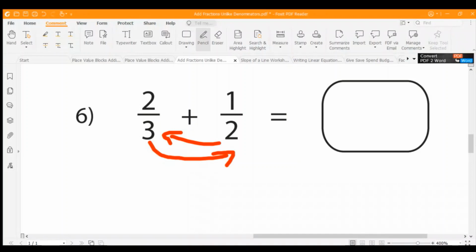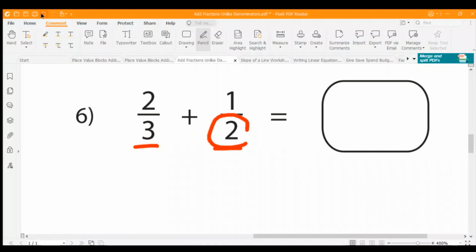Both fractions' denominators are going to have to change, because I can't multiply 3 times anything to get 2, and I can't multiply 2 times anything to get 3. So we're going to have to find what's called a least common multiple. Now what you might notice is both 2 and 3 can be multiplied by something and equal 6. You can multiply 3 times 2 to get 6, and you can multiply 2 times 3 to get 6.